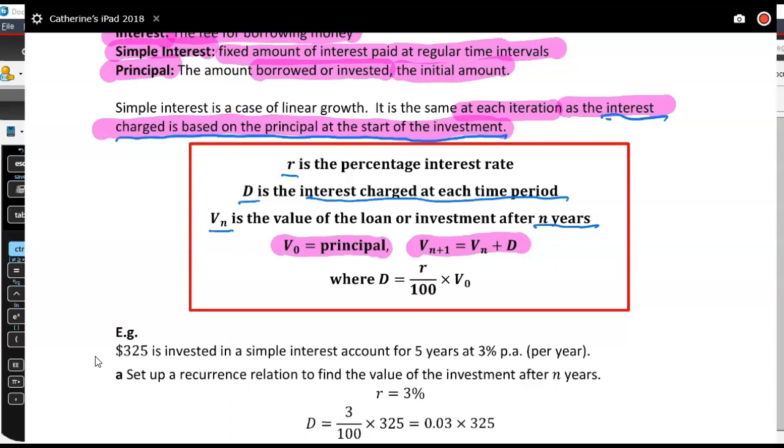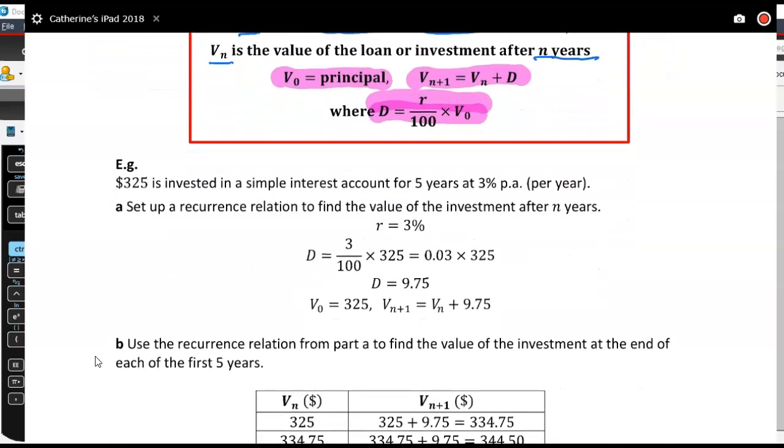So D is the interest that is getting charged each period, or the interest that is incurred each period. And you can see there that it wouldn't change each time. So we can calculate D by doing that percentage of the initial amount. So let's go through a worked example.